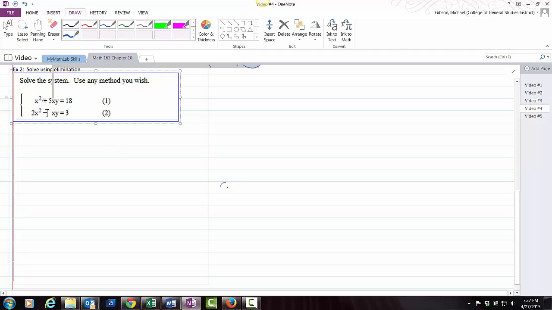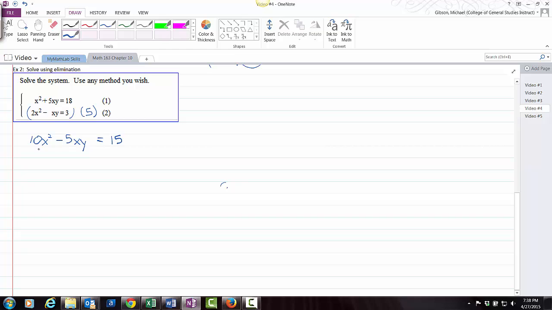I'm going to take this second equation here, and I'm going to multiply the whole thing through, both sides of it, by 5. Okay, 5 times 2x squared is 10x squared minus 5xy equals 15. And then the first equation is x squared plus 5xy equals 18, right?